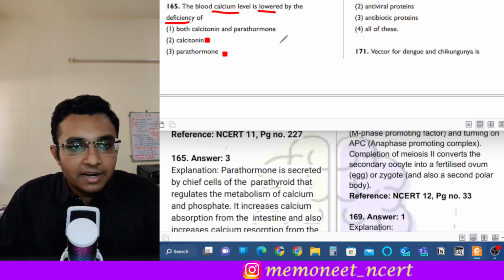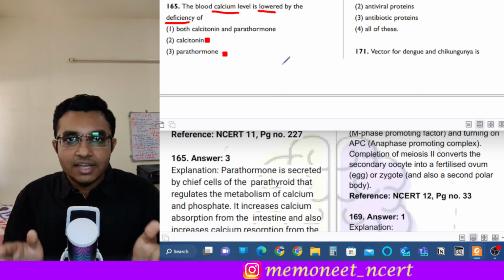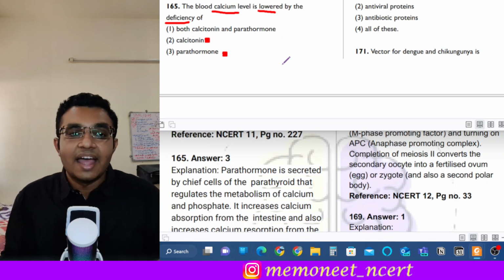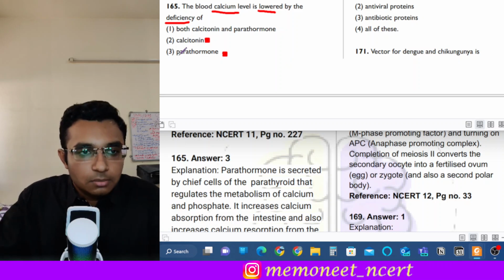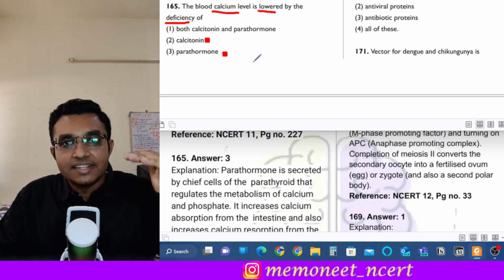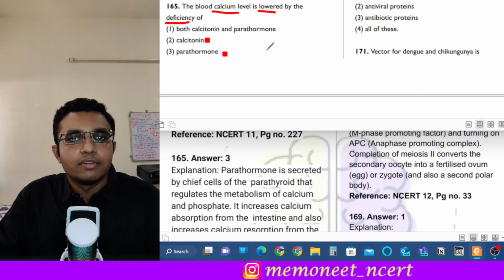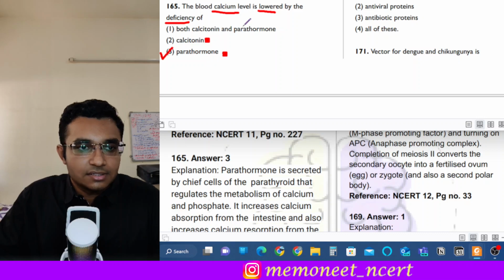So the parathormone reabsorbs the calcium from the bone, and also it increases the absorption of calcium from kidney, and it increases the level of calcium in the blood. So parathormone is responsible for increasing the calcium level in the blood. If there is deficiency of parathormone, what will happen? The calcium level in the blood will decrease. So the correct answer is option 3, parathormone.